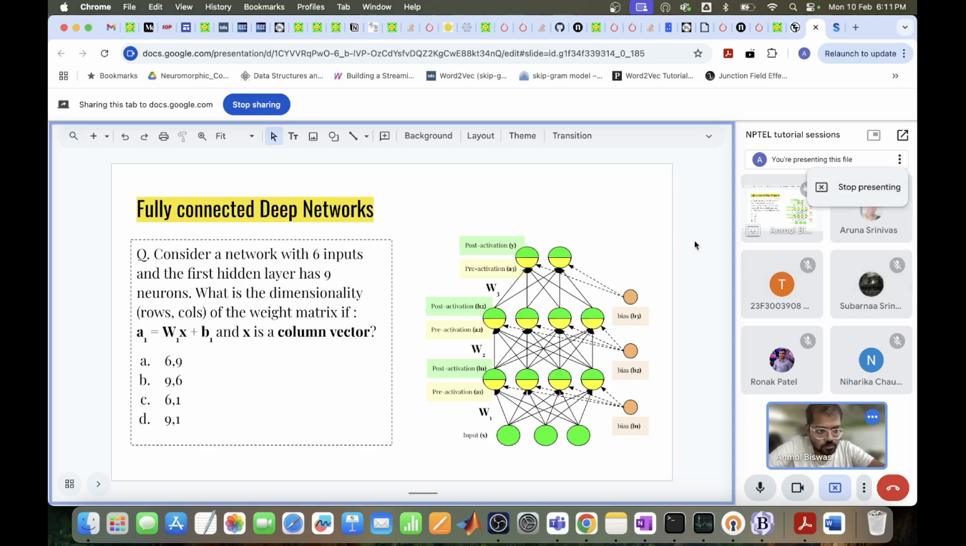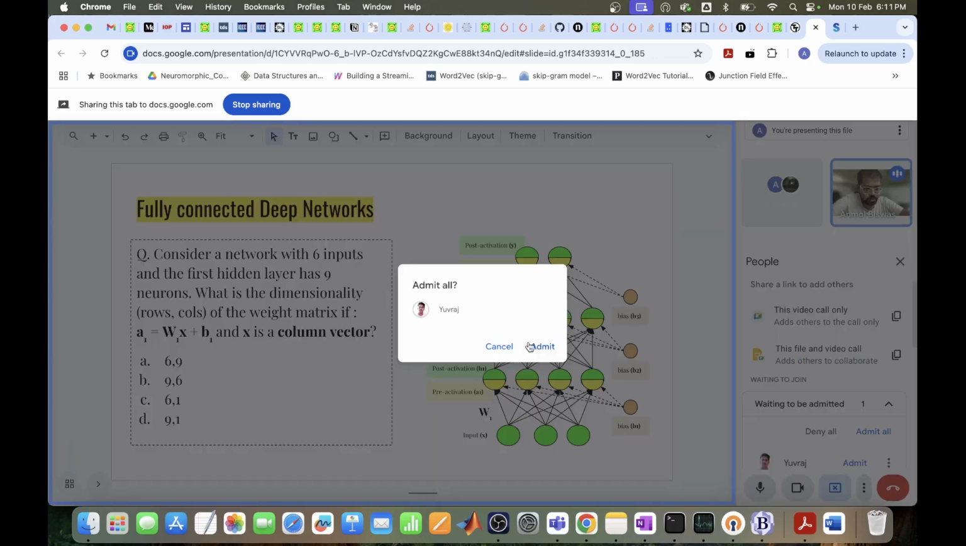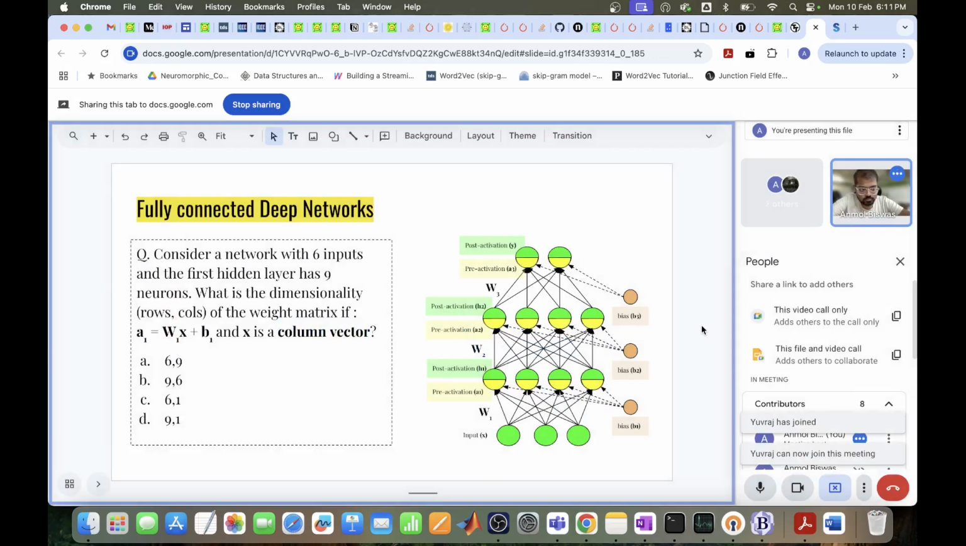And for that to be the case, the number of columns of w1 should be 6, and the output should have the same dimensionality as the hidden layer, which is given to have 9 neurons, which means the number of rows of w1 should be 9, right? So you apply w1 9 comma 6. This is the shape of the matrix, multiplied by x, which is 6 comma 1, because it is a column vector, and then you get a1, which is 9 comma 1, right?